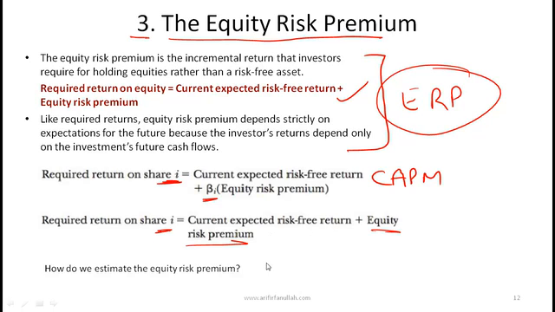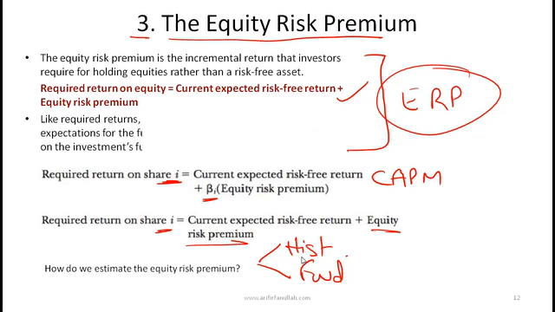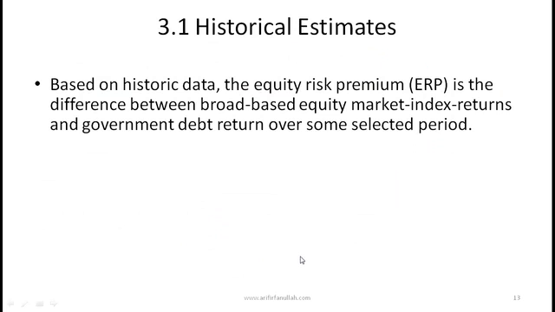And broadly speaking, there are two ways. One is a historical method, where not surprisingly you look at historical information to come up with the equity risk premium, and another is a forward looking approach. So we are going to get into the details of both. So let's first look at the historical estimates of the equity risk premium. Based on historical data, the equity risk premium is the difference between the broad-based equity market index return and government debt over some selected period.